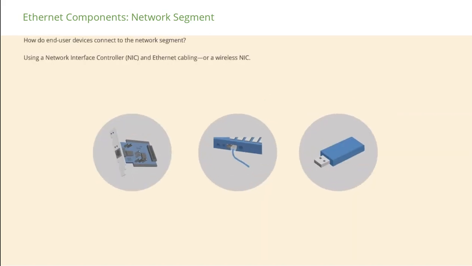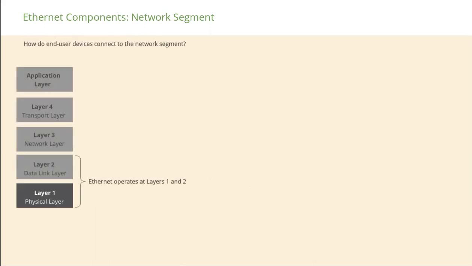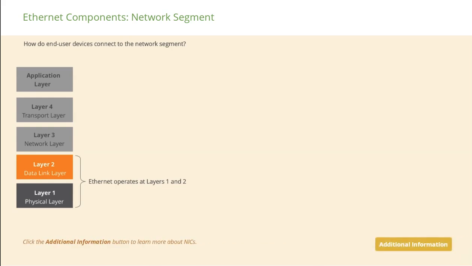To connect to the network segment, a device uses a Network Interface Controller, or NIC, and Ethernet cabling, or a wireless NIC. Ethernet operates at layers 1 and 2, which you might remember are the physical layer and the data link layer. Both of these layers are implemented on the NIC. The Ethernet physical layer defines such things as the connection speed and the type of cabling. Both have evolved over time and are discussed later in this section. Click the Additional Information button to learn more about NICs.